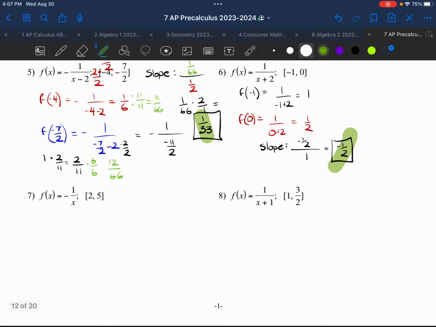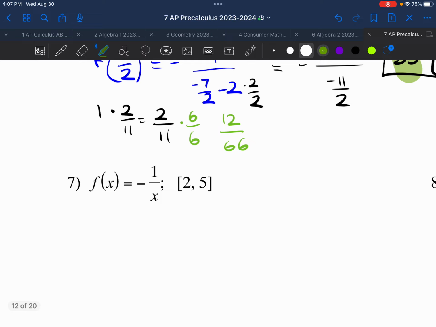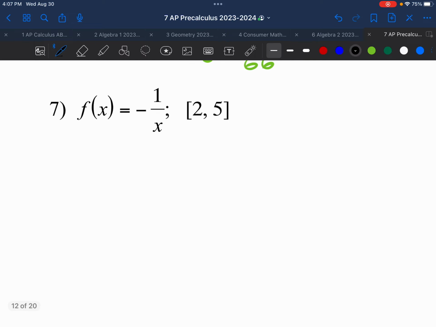All right. Moving fast. Here we go. Number 7. Ooh, this looks nice and easy. Easy peasy lemon squeezy, I hope. F of 2 is going to be equal to negative 1 over 2. Done. F of 5 is going to be equal to negative 1 over 5.